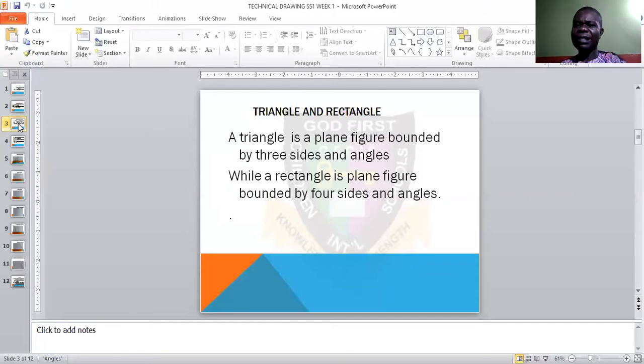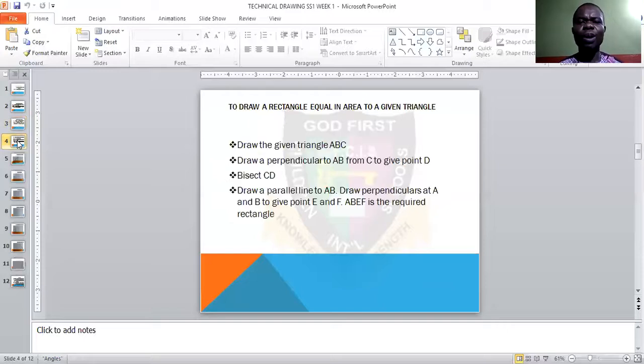Then a rectangle, on its side, is a plane figure or a quadrilateral bounded by 4 sides and angles. A rectangle is one of the examples of quadrilateral. We want to have a quadrilateral, precisely a rectangle, constructed from a triangle, and both the triangle and the rectangle having equal area. The triangle could be isosceles, could be equilateral, as you wish. Now, the steps involved in drawing a rectangle equal in area to a triangle.